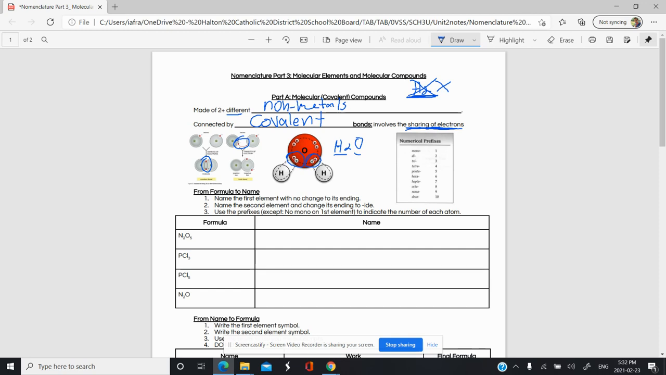The other thing that's a bit different here is that molecular compounds can actually exist as molecules. They don't have to exist in crystals. So you can have an individual water molecule like this, as opposed to a crystal lattice structure. But most important part is that they're made up of two different nonmetals and that they're connected by a covalent bond. So when we name these types of compounds, we use different naming rules than ionic.